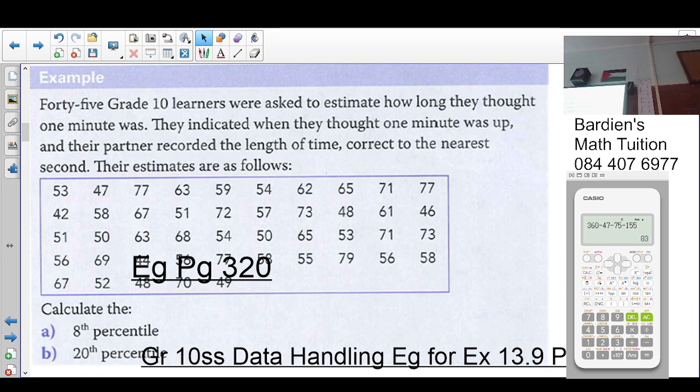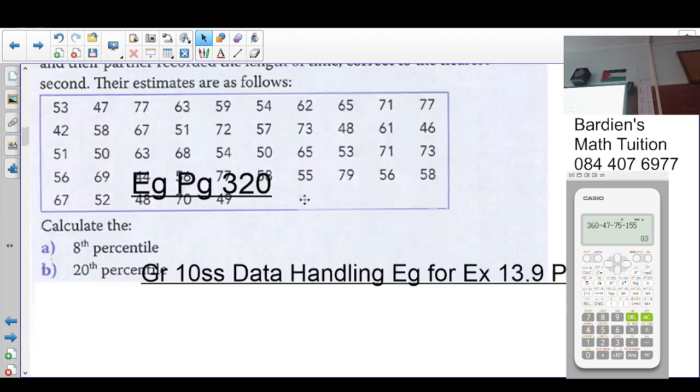They indicate when they thought 1 minute was up, and the partner recorded the length of time, correct to the nearest second. So person 1 doesn't have a clock. Then you rotate, and person 1 measures while person 2 guesses. Do you understand? They indicate when they thought 1 minute was up and the partner recorded the length of time, correct to the nearest second. The estimates are as follows.